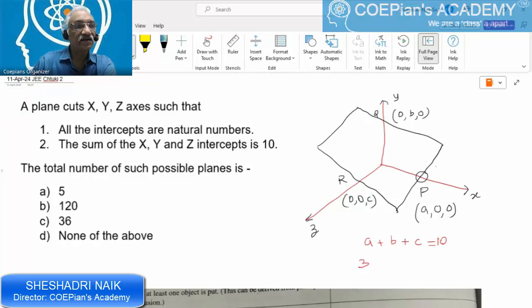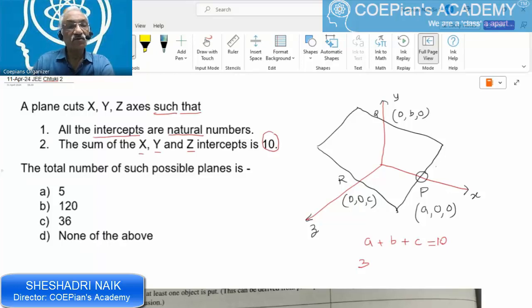It says that a plane cuts x, y, z axis such that all the intercepts are natural numbers. मतलब 1, 2, 3, 4, 5, 6 and so on. And the sum of X, Y and Z intercepts is given to be 10. Okay, and the question asks the total number of such possible planes is 5, 120, 36 and none of these.